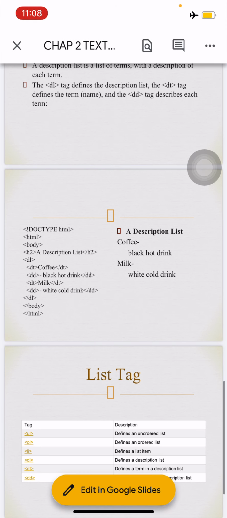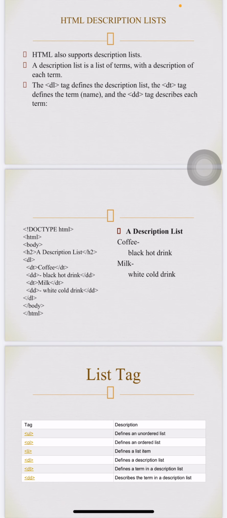These are the tags of the list. UL means unordered list. OL means ordered list. LI defines the list items. DL defines the description list. DT defines the terms, and DD defines the description of the term in the description list.